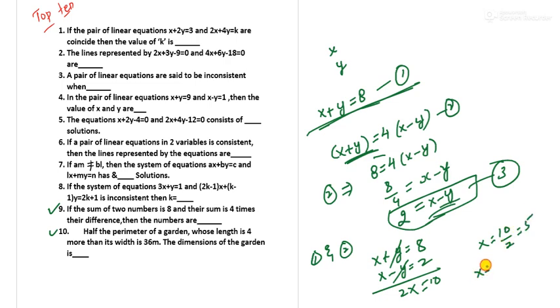What will be y? Substitute in this or this, you'll get the answer. x plus y is equal to 8, so y equals 8 minus x. x is 5, so it is 3. So the answer is 5 and 3. The two numbers are 5 and 3. Okay, moving to the last question.